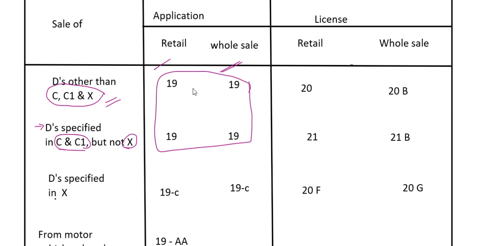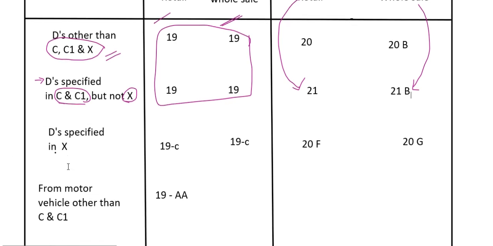So in the case of drugs specified in C and C1, which are biological and special products, and not the habit forming drugs, which is Schedule X, the license for retail, you'll be getting as 21. Okay, and for wholesale it will be 21B. Okay, next, if drugs are specified in Schedule X, we have to apply using form 19C. Both for retail or wholesale, it is form 19C, and we'll get the license for retail.